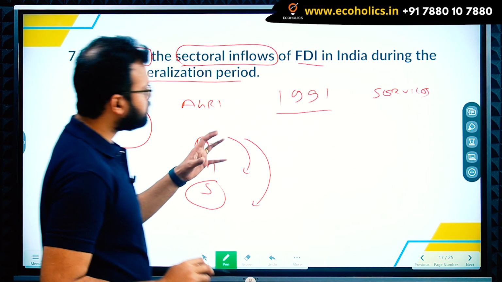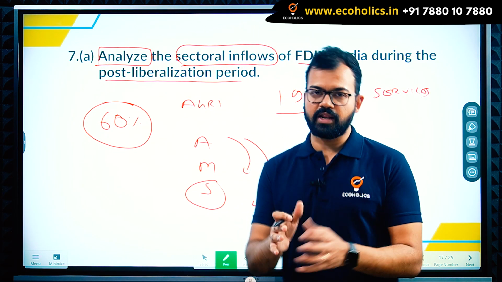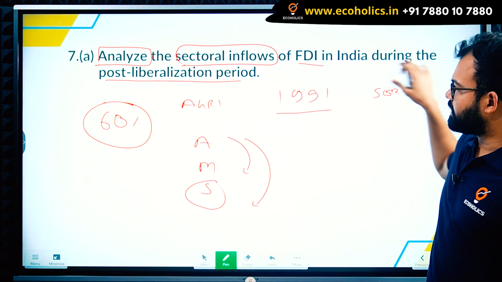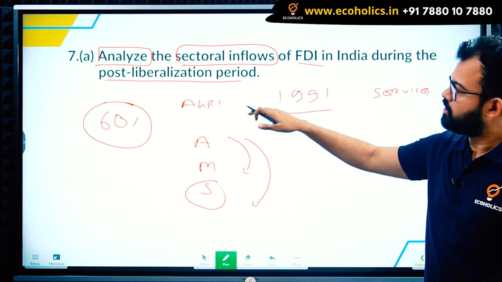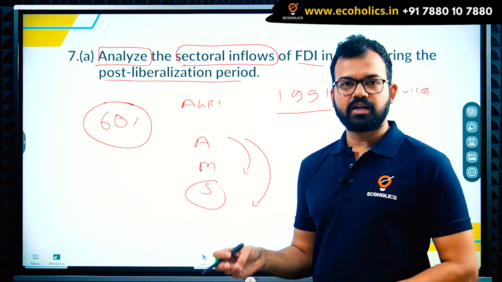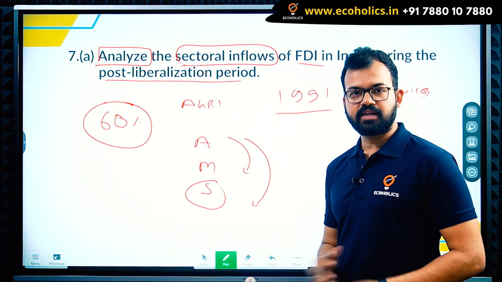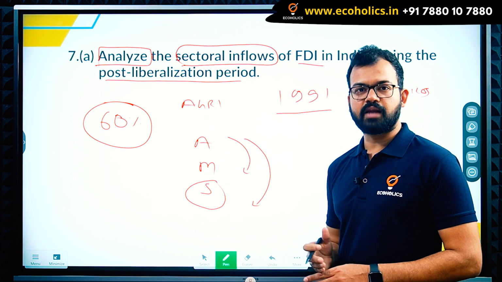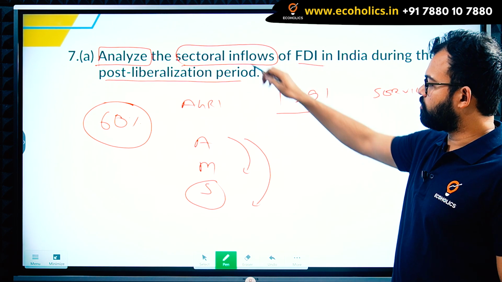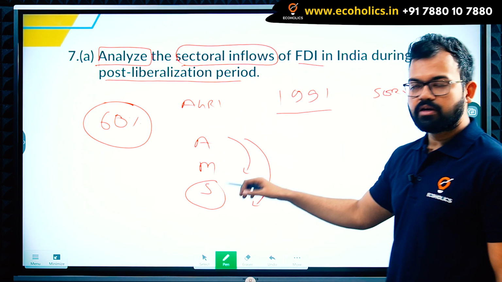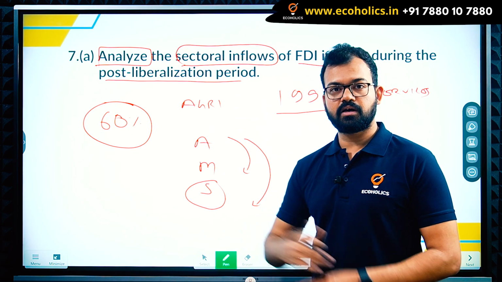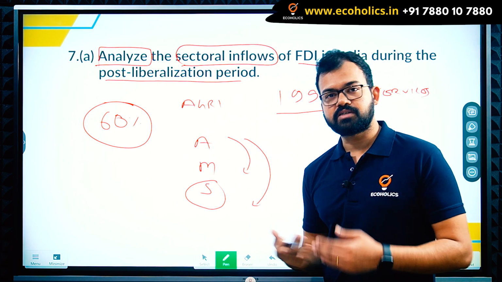In this answer, you just have to analyze how the sectoral inflows of FDI in India moved during that particular period. Services like BPO services, telegram services and other services started, then telecommunication came, then IT, etcetera. So the sectoral flow was biased towards the service sector, not agriculture and manufacturing.